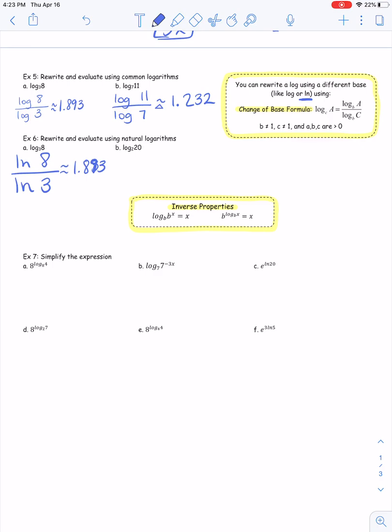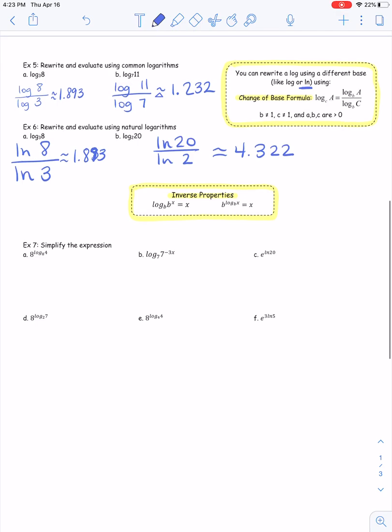So for part B, all it would be is the natural log of 20 divided by the natural log of 2, which approximates to 4.322. Super easy.